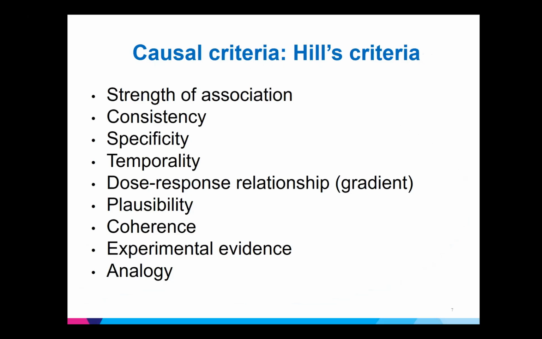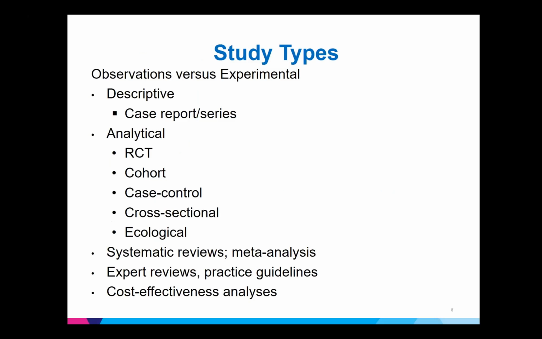And then a little bit the epi side of me, first you have to say causal criteria, Hill's criteria. So what is the strength of the association that you're looking at? How consistent is it? How specific is it? Is there temporality? And for your medications or even intervention, is there a dose response? Is it a plausible conclusion that you're coming up with? Is there coherence? Is there experimental evidence? And is there an analogy to it?